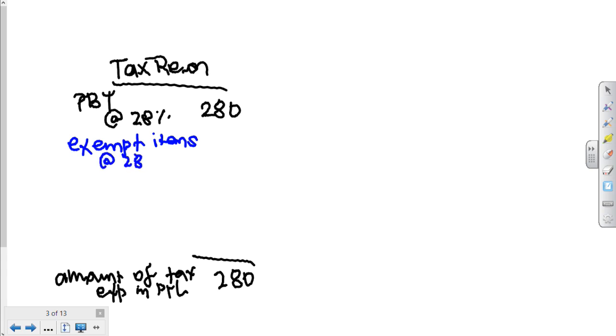So if I have fines, donations, if I have capital gains, which are exempt, but that's exempt, the 33.4, all of those items I will bring into here at 28%, and this would come from my tax calc.